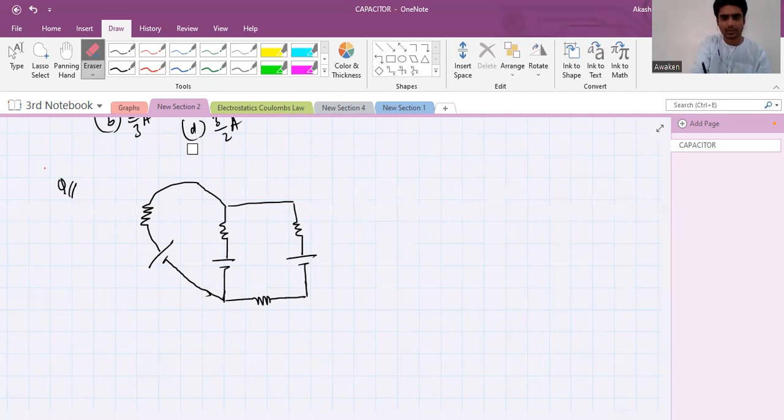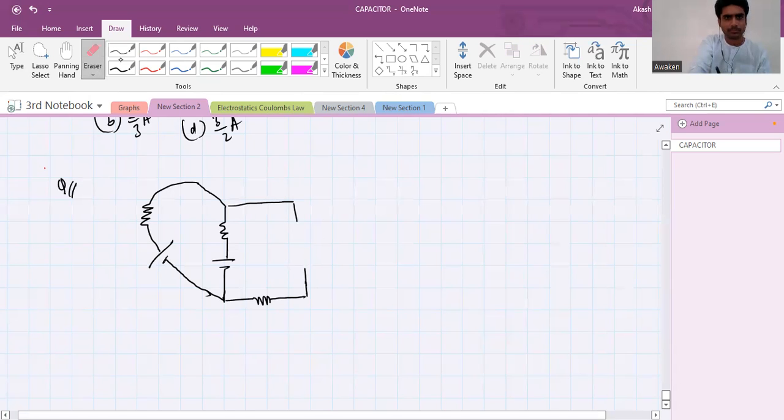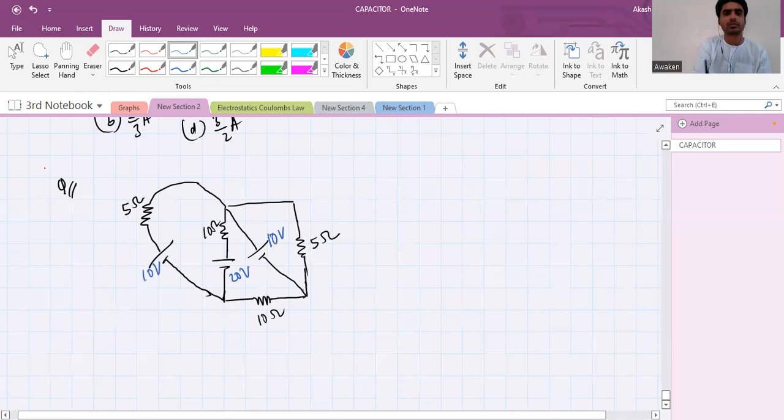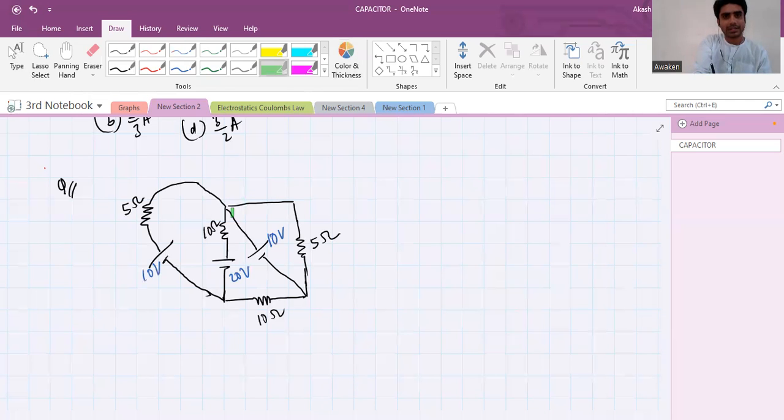Just a moment, one copy. 5 ohm, 10 ohm, 5 ohm, 10 ohm, 10 volts, 20 volts, 10 volts. I have only one question. Find the current through this branch.